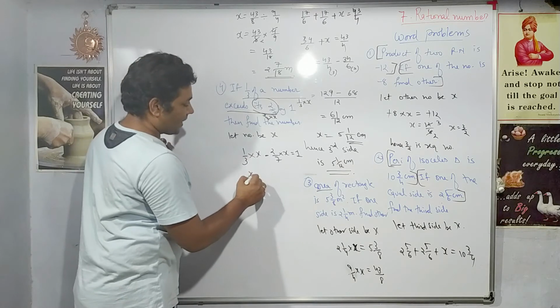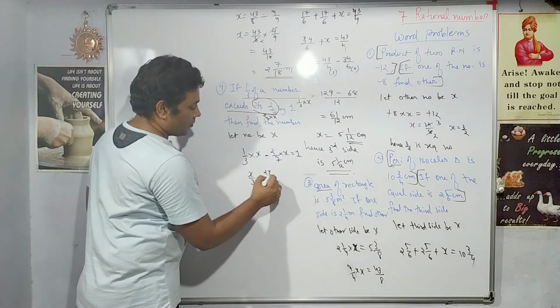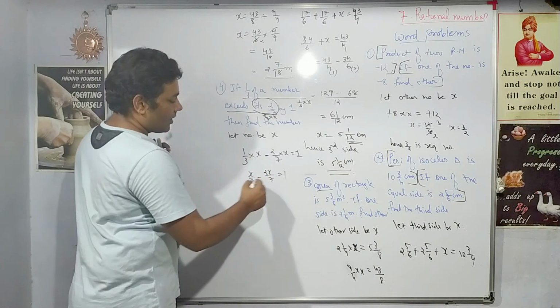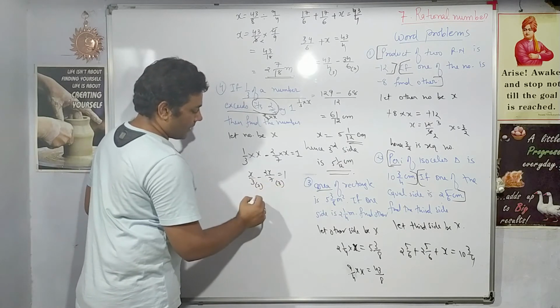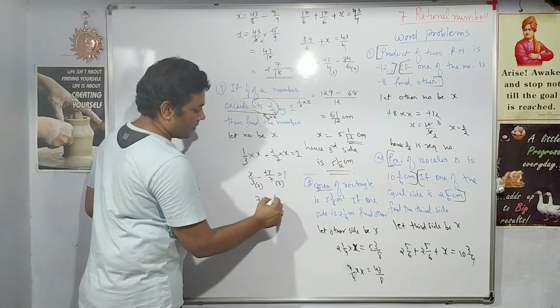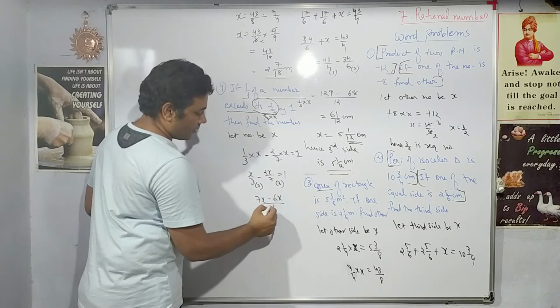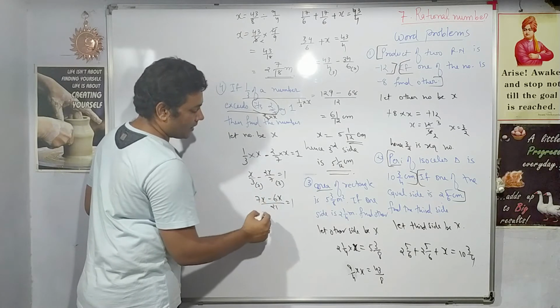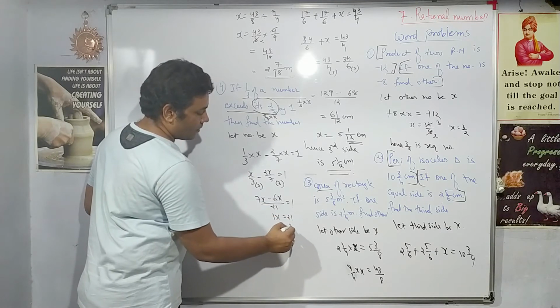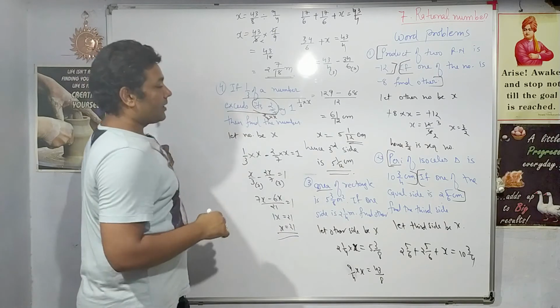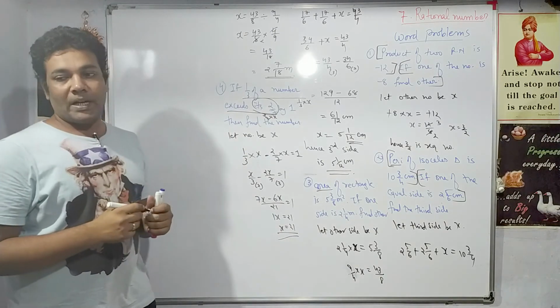You have to simplify. x by 3 minus 2x by 7 equal to 1. LCM of 3 and 7 is 21. So 7x in the numerator, this will be 6x upon 21 is equal to 1. 7 minus 6 is 1, so x equals 21. So the number is 21, right?